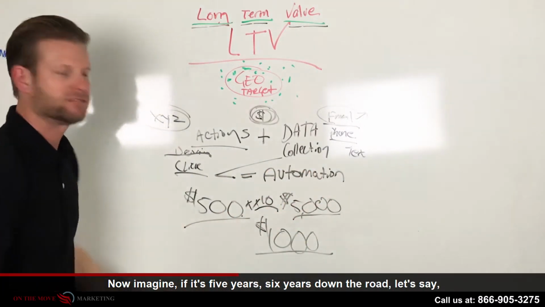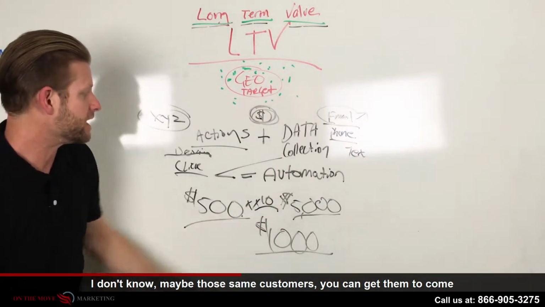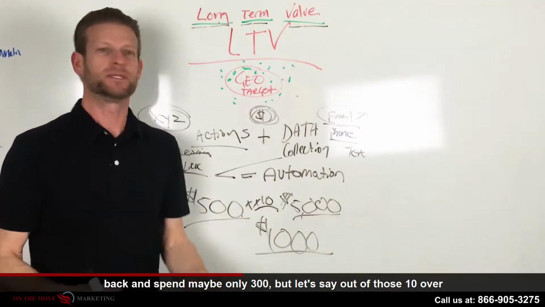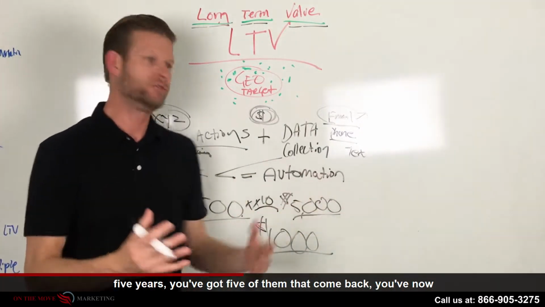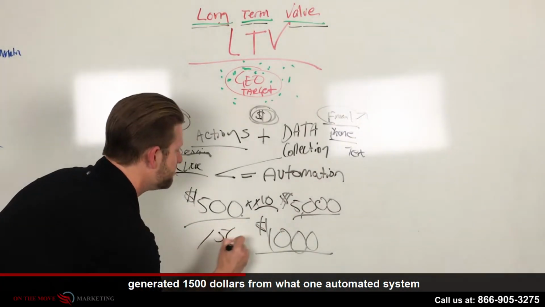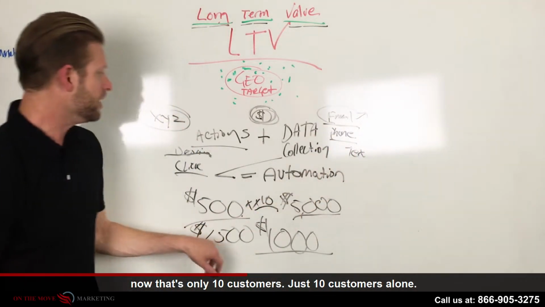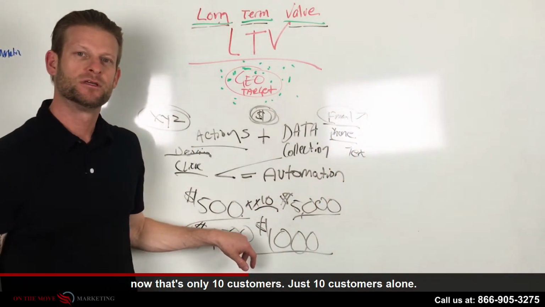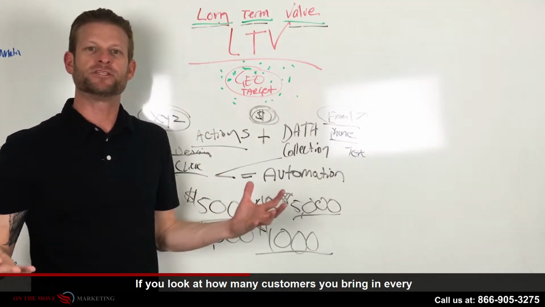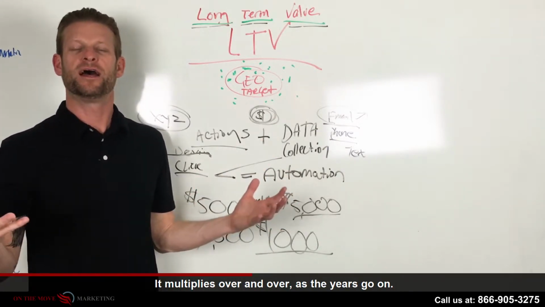Now imagine it's 5 years, 6 years down the road. Let's say those same customers come back and spend maybe only $300, but out of those 10 over 5 years, you've got 5 of them that come back. You've now generated $1,500 from one automated system. And that's only 10 customers. If you look at how many customers you bring in every single day, how many purchase from you, it multiplies over and over as the years go on.